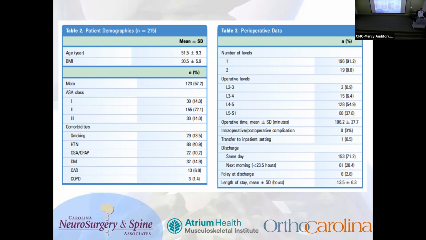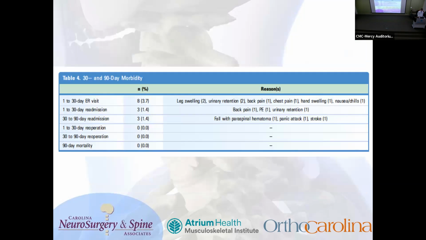The important information to see here is that the transfer to inpatient setting, only 1 patient, so 0.5%, needed transfer for intractable back pain. And even though patients had the option of staying overnight, almost 3/4 of them went home the day of surgery. As far as 30 and 90-day morbidity, 3.7% rate of ER visit within the first 30 days, only 1 of those for intractable back pain. 30-day readmission rate less than 2%. Total 90-day readmission rate of 2.8%, and no reoperations within the first 90 days.